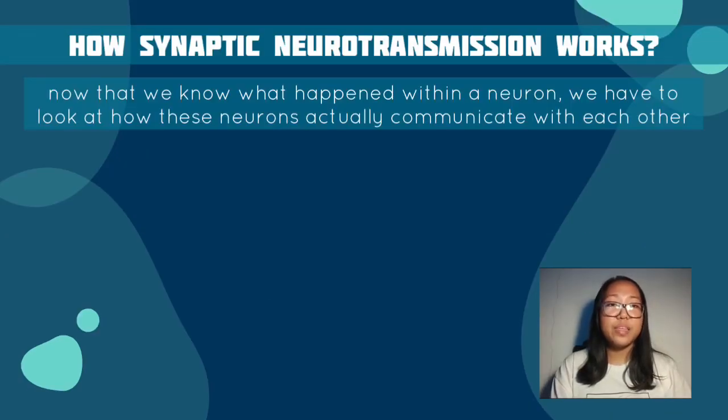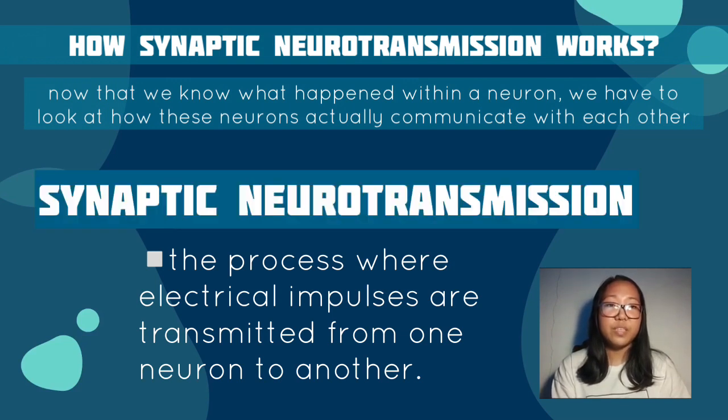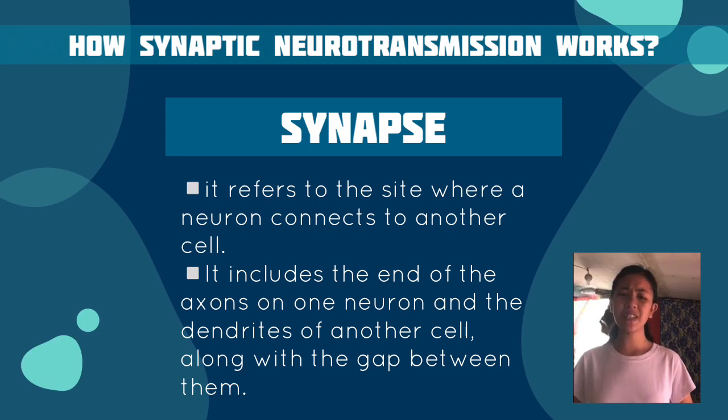Now that we know what happened within a neuron, we have to look at how these neurons actually communicate with each other. The process where electrical impulses are transmitted from one neuron to another is called synaptic neurotransmission. In order for the electrical impulse to be passed to another neuron, it must travel across the synapse. Synapse refers to the site where a neuron connects to another cell. It includes the end of the axons on one neuron and the dendrites of another cell, along with the gap between them. We have even more specific terms to refer to the structures which make up a synapse.